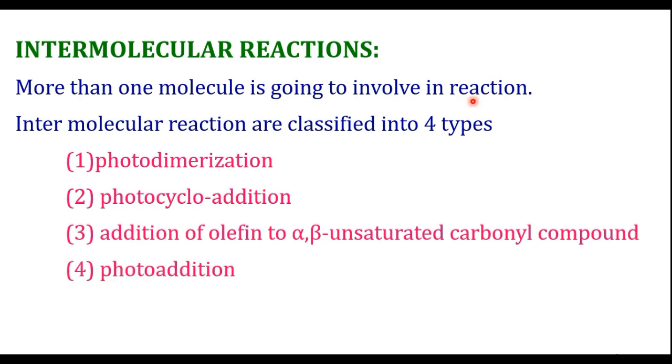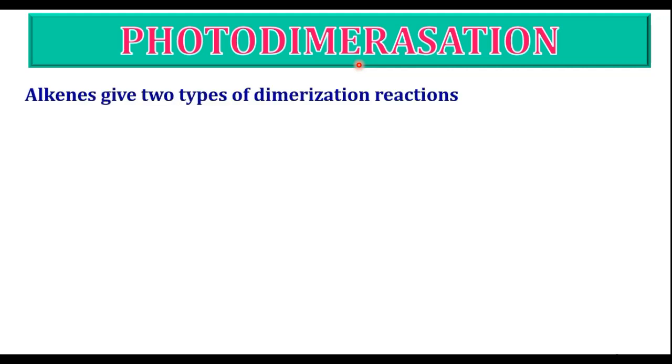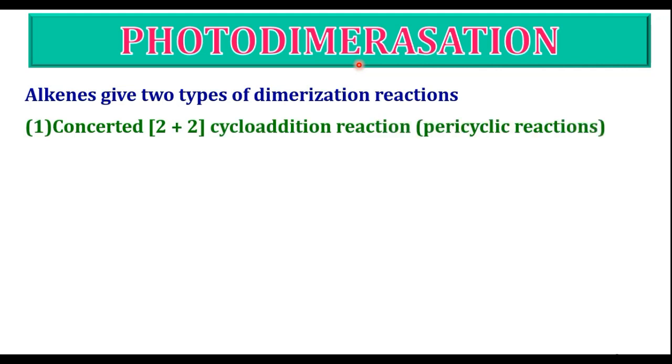So friends, let's start with the first reaction, photodimerization. Generally alkenes undergo dimerization reactions. Dimer means two molecules of the same type added to each other give a big molecule, that's called a dimer. Here these dimerizations are of two types. One is a concerted 2+2 cycloaddition, that is called a pericyclic reaction. We already discussed this reaction in the pericyclic chapter.